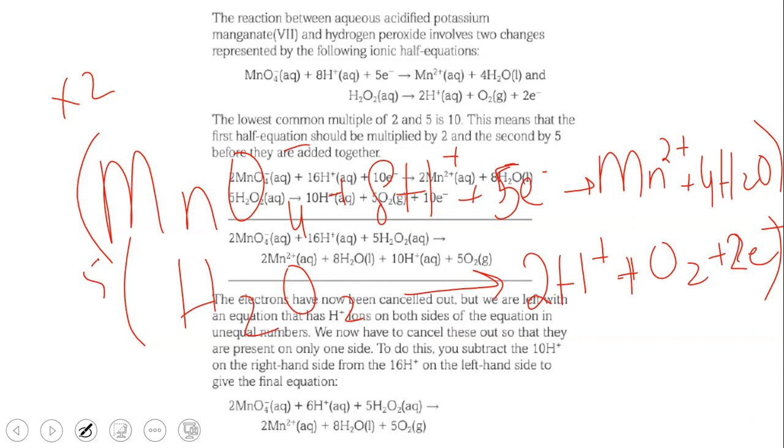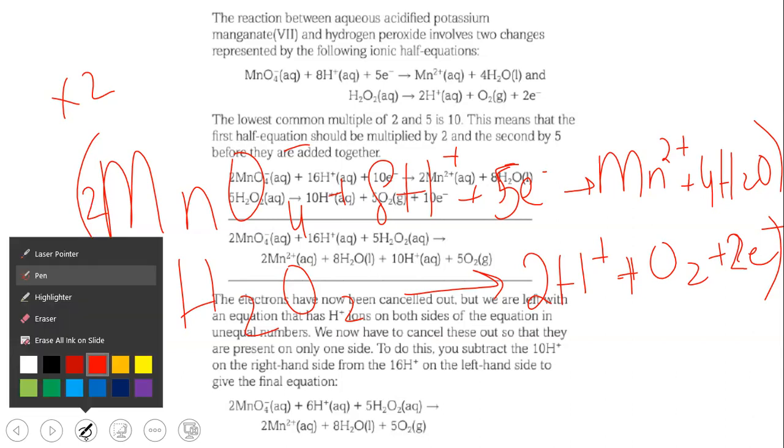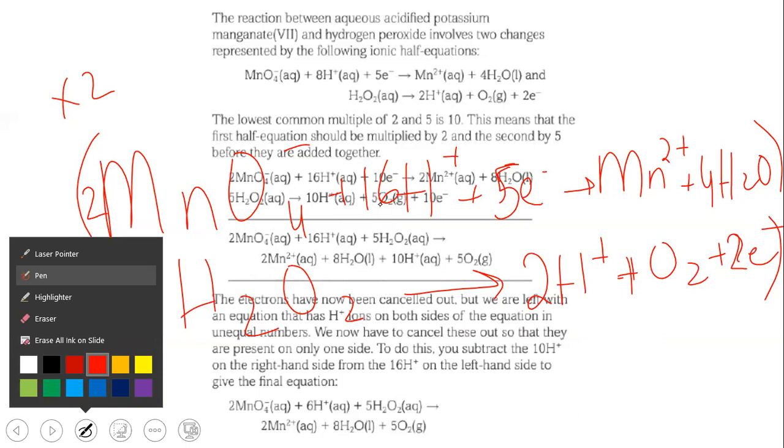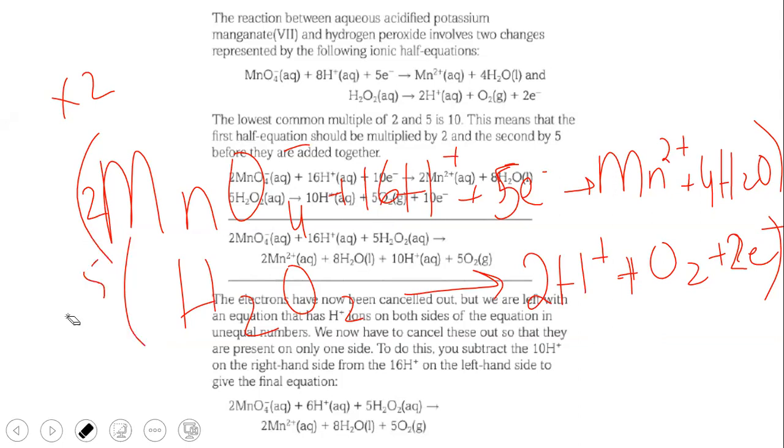So what will you do? The MnO4 minus, what do I put next to it? 2. Good job. And then after that? That's right. Yeah, that's 8, so that will become 16. Good job. And then what will happen after that? The next one, the electrons will become 10.